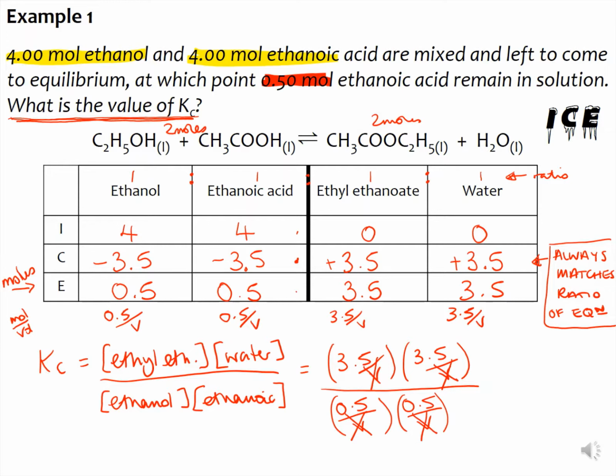We have 2 lots of divide by V on the top of the equation, and 2 lots of divide by V on the bottom. But as I said, we can only do that if we have equal stoichiometry on both sides of the balanced equation. So we can simplify this to 3.5 squared divided by 0.5 squared, and if you put that into the calculator, that comes out to be 49, and there will be no units.